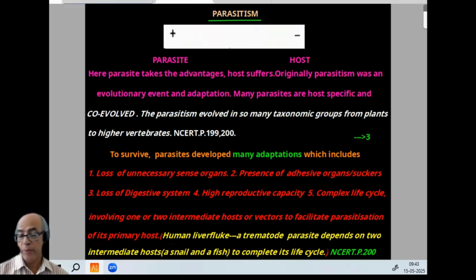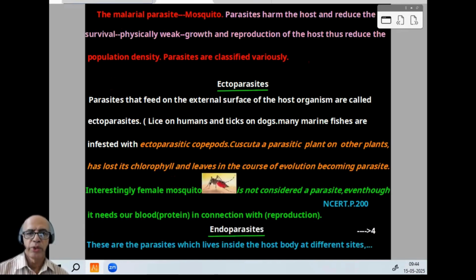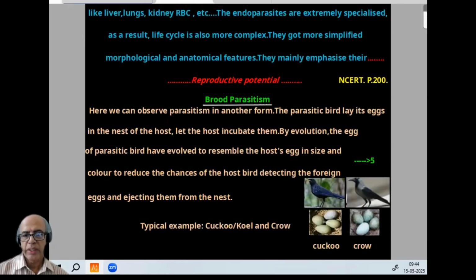To survive, parasites develop many adaptations, which include theory and entrance questions: the peculiarity of the human liver fluke, then the malarial parasite, that is the mosquito. Then what happens to the host when the parasite attacks it? Then classification: ectoparasite. So what is meant by ectoparasite? Then what are the features? Then what about the mosquito? Then endoparasite: where it lives, why the term endoparasite, and adaptations again. And parasitism depends mainly on reproductive potential, to spread the organism as much as possible. Reproductive potential is crucial for parasites.